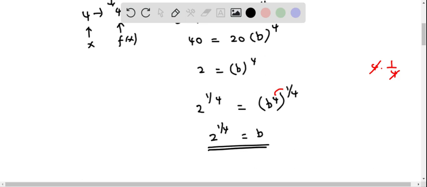We plug this into the calculator, that is 2 raised to the power of 1 by 4, and we get b approximately equal to 1.1892.